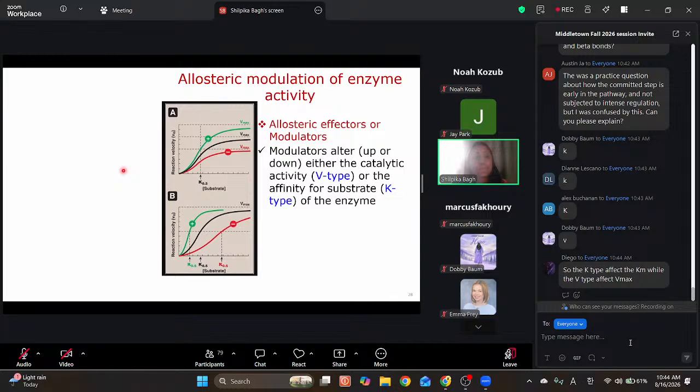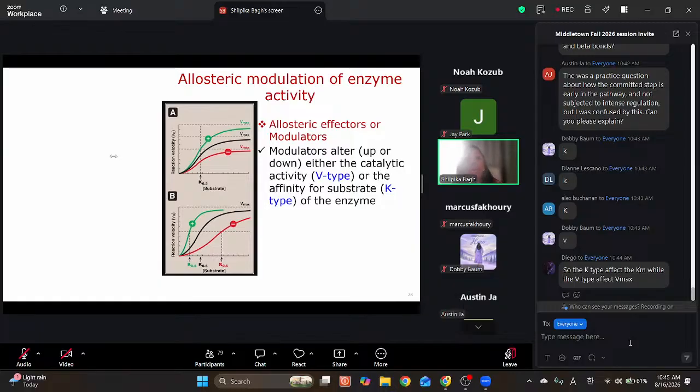Yes, somebody asked about regulation. Okay, so what is your question actually, please? As I told you, there are multi-step enzyme catalyzed pathways. Some steps are irreversible. They could be rate limiting or committed, but they can be subjected to any kind of regulation. But what is your question about that?